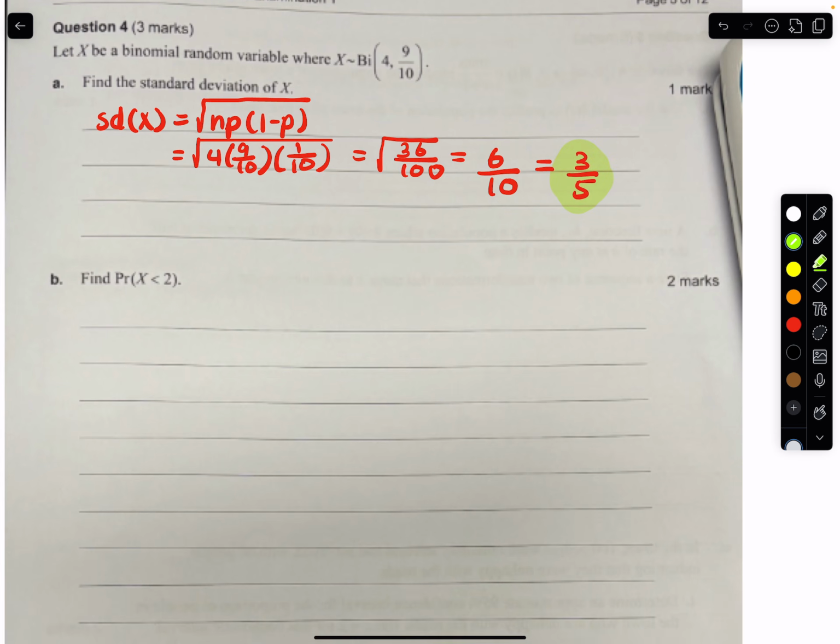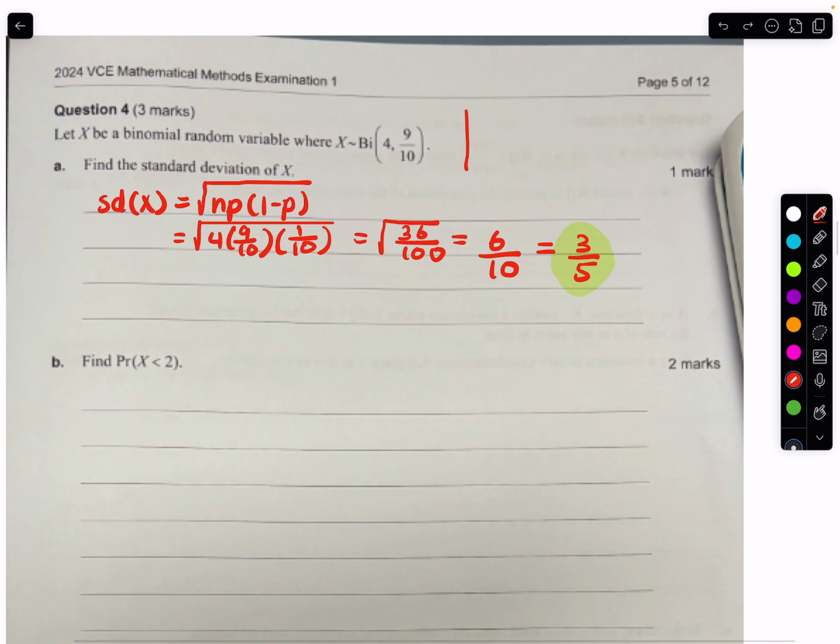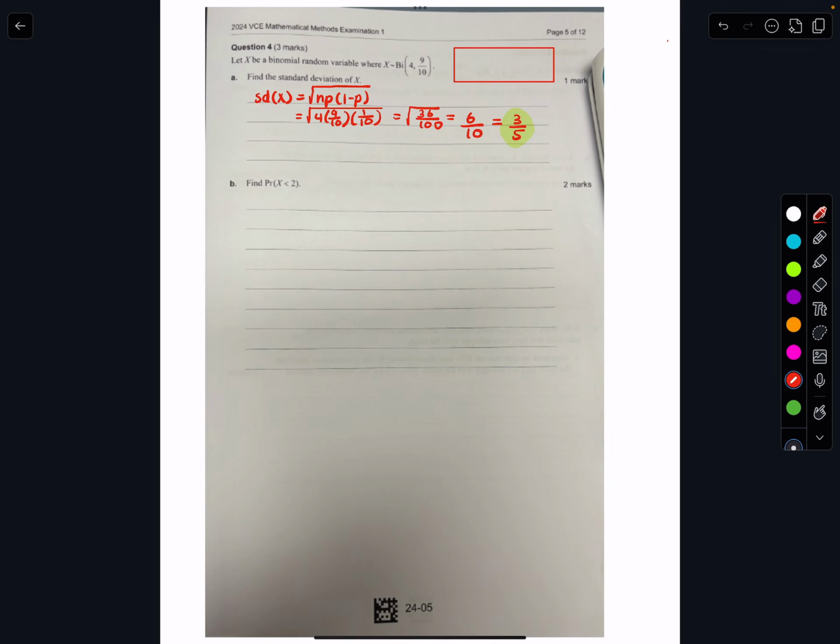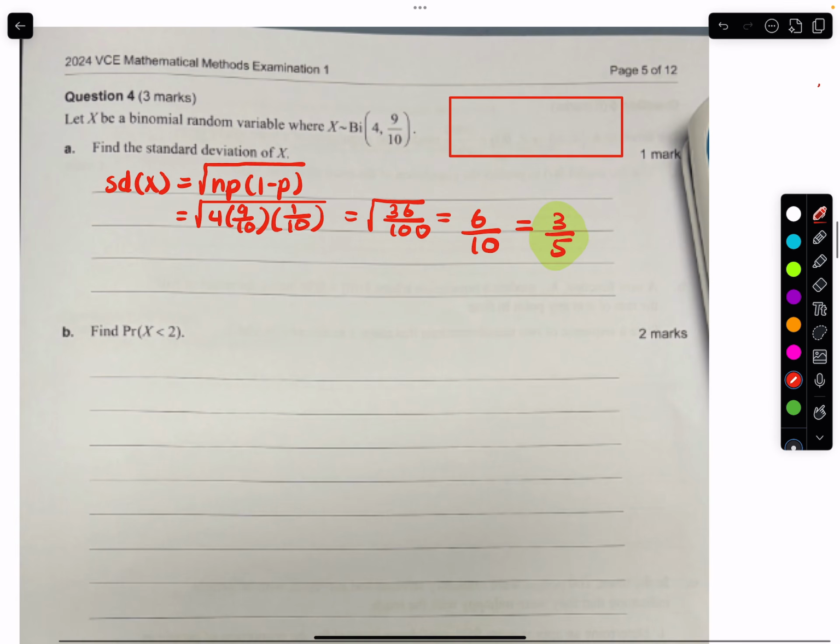Next question, find the probability that x is less than 2. Because it's binomial, it's really easy. We can actually just draw a table to represent this. Let me draw a nice table here. Of course, you start at 0, you have 0, 1, 2, 3, and then you have 4. Remember, because 4 is the max. So we're trying to find the probability that x is less than 2, so this part over here.